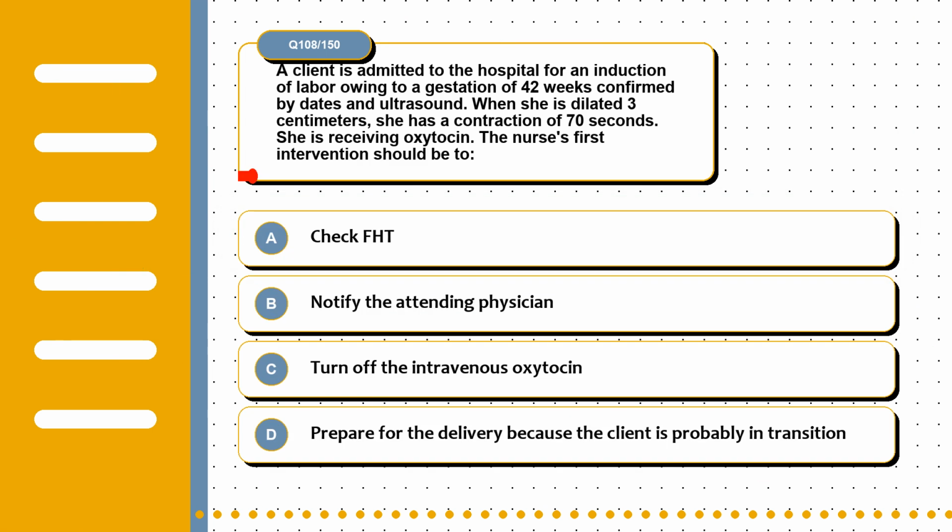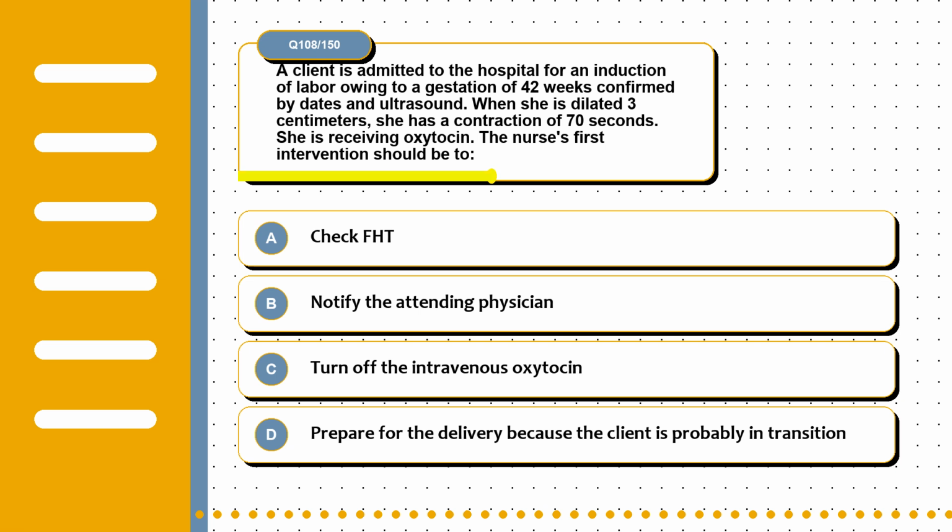Question 108. A client is admitted to the hospital for an induction of labor owing to a gestation of 42 weeks confirmed by dates and ultrasound. When she is dilated 3 centimeters, she has a contraction of 70 seconds. She is receiving oxytocin. The nurse's first intervention should be to.